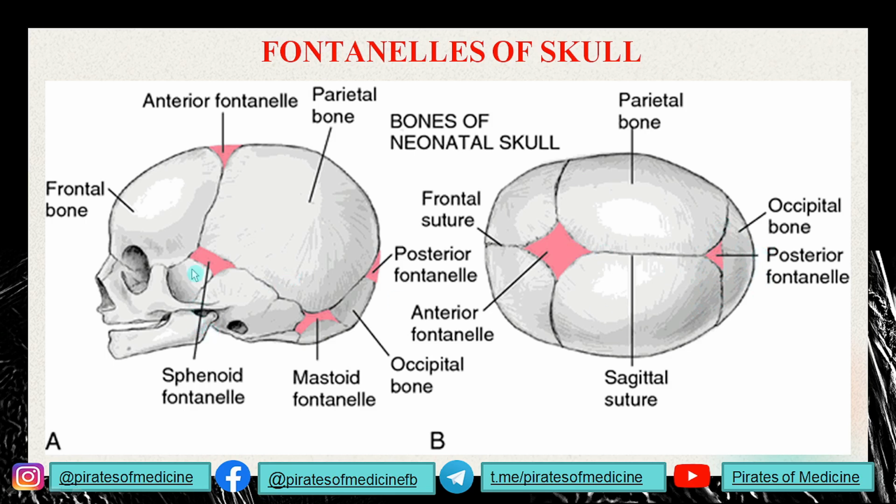The sphenoid fontanelle is between the sphenoid bone, the parietal bone, and the frontal bone, and the mastoid between the occipital bone, the parietal bone, and the zygomatic bone. Correct? Temporal bone, I'm sorry. So these are the various fontanelles, and as the baby grows up, these fontanelles close and the skull's bones fuse together. So what is the function of these fontanelles?